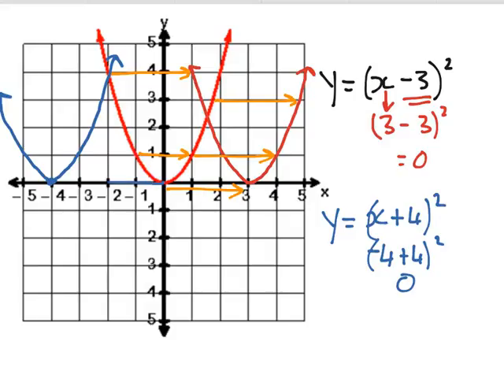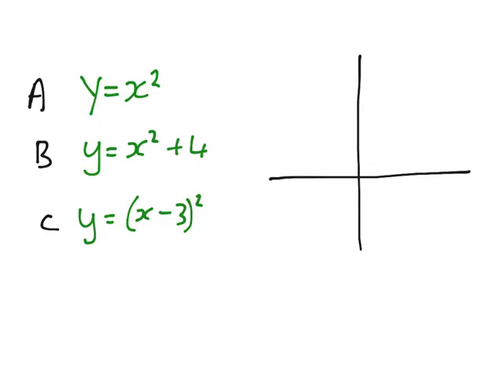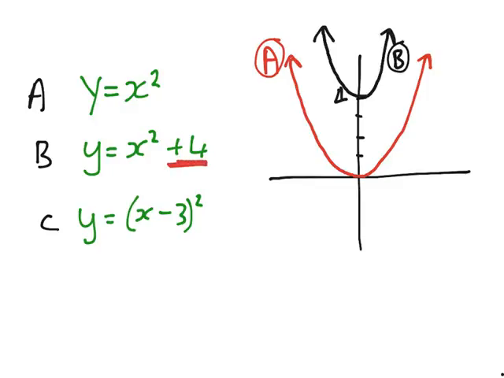So the vertex, or the lowest point, gets shifted 4 along that way. This point on the graph gets shifted 4 along, so you can see the sideways shift. Let's review. Graph A, y equals x squared, your basic parabola. The x squared plus 4 affects the y value.